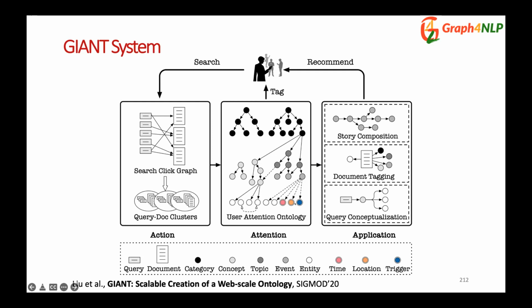And based on such organized user attentions, you can perform different applications. For example, you can tag the user interest for different users, and you can generate stories based on the relationship of different events. You can tag documents based on the document content, or you can perform query conceptualization based on the entities contained in the query, and there is a relationship between entities and concepts.